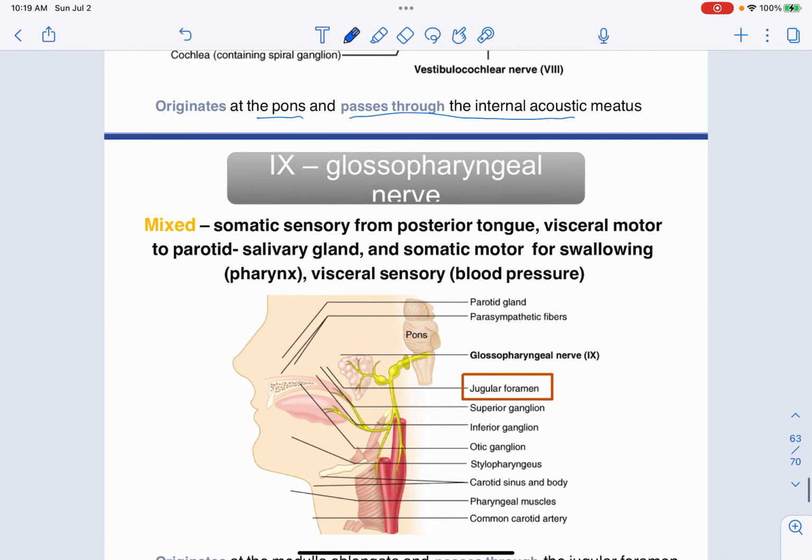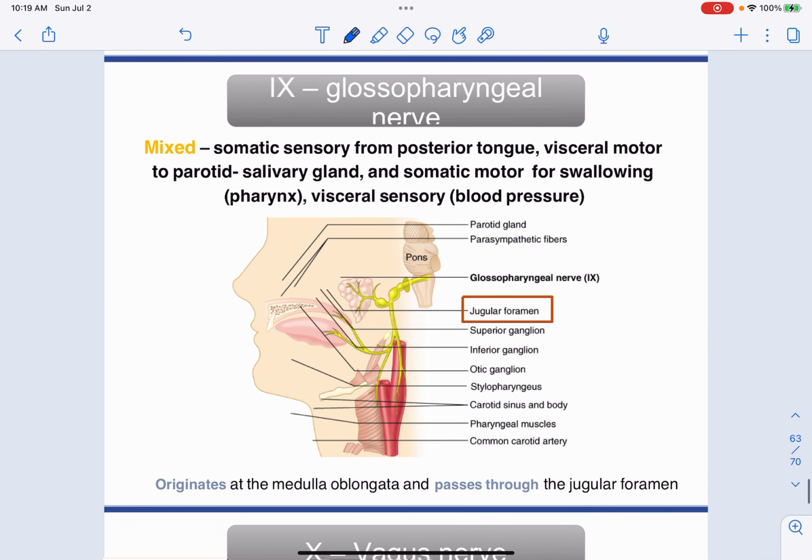All right, the 9th cranial nerve is called the glossopharyngeal nerve. And this nerve does have a lot of functions. It is a mixed nerve. Anytime you have a mixed nerve, there's going to be a lot of functions. So let's work through this. So there is some somatic sensory information. So it's going to innervate the posterior part of the tongue for taste.